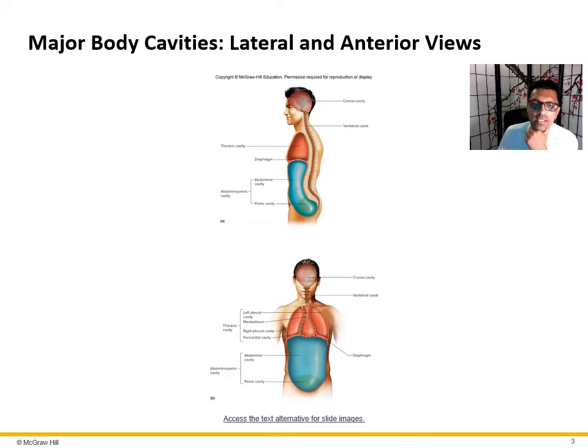So if you look at this image here, there's the cranial cavity, there's the vertebral canal, there's that diaphragm that separates the thoracic cavity from the abdominal cavity, and then there's the pelvic cavity here. So you can look at different views.